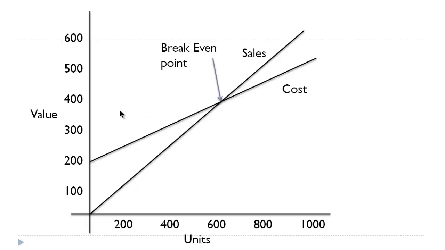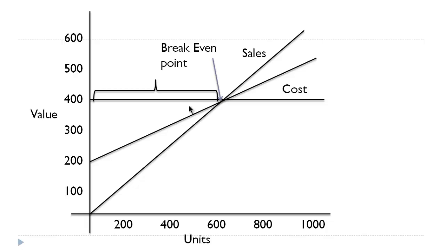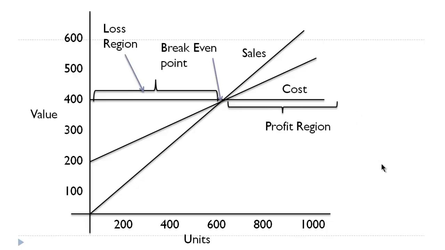So till the break-even point, the business will not be able to make profits. So this is the loss zone. But beyond the break-even point, whatever sales they make, the contribution will go towards making profits. So this region is called the profit region.